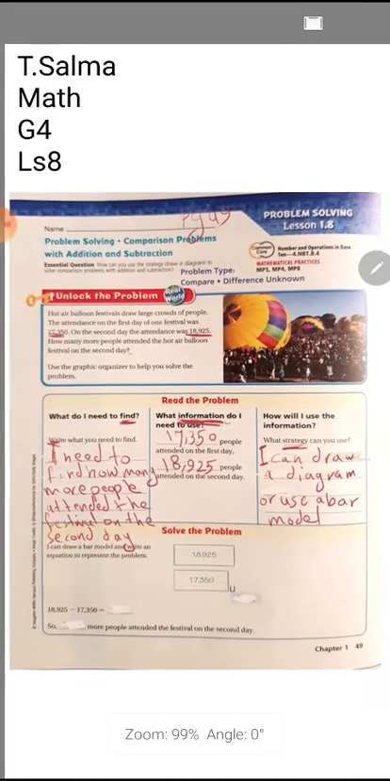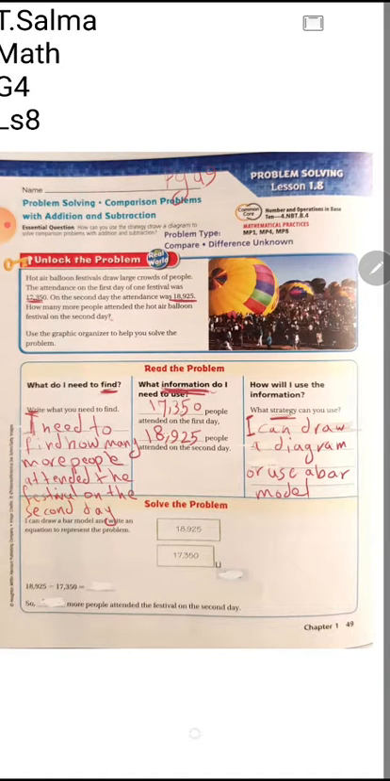So this is the first step. What I want to find, or what I need to find, you have to look for in the problem. You have to look for the question. The question will be the answer for this step. The second step is the information. The information will be the numbers in the problem. How I will use the information means I will use a strategy. So which strategy will you use in the comparison problems? I will use a diagram.